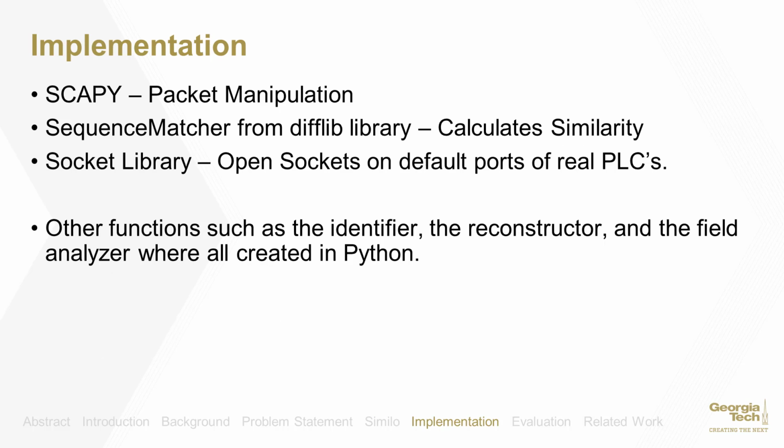To implement Similo, the developers utilized many existing tools that had already been created. For packet manipulation, the developers used Scapy. For calculating similarity in instances such as pairing and identifying, Sequence Matcher from the difflib library was used. The socket library was utilized to open ports that are known to be used by the PLCs that were being tested: port 48818 for the Micrologix PLCs and port 502 for the Modicon PLCs. The identifier, reconstructor, and field analyzer were all created by the developers as functions in Python.